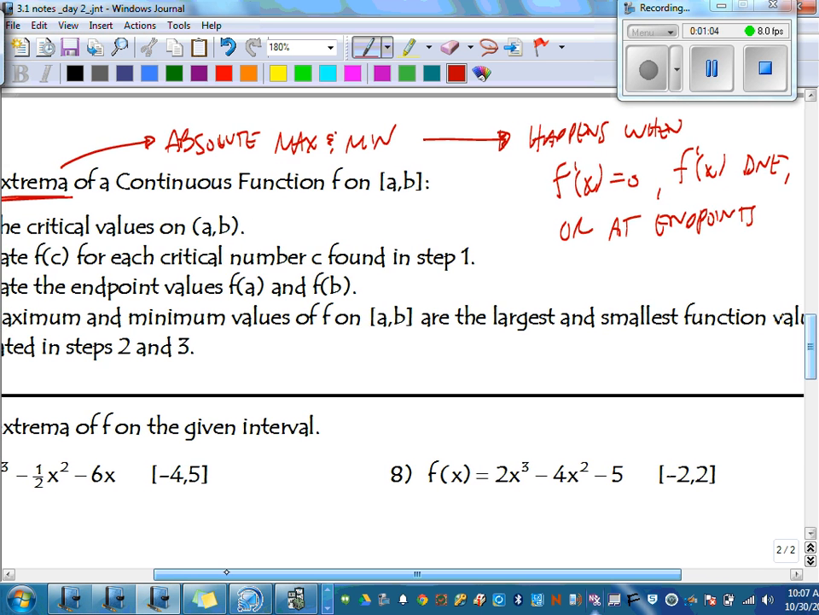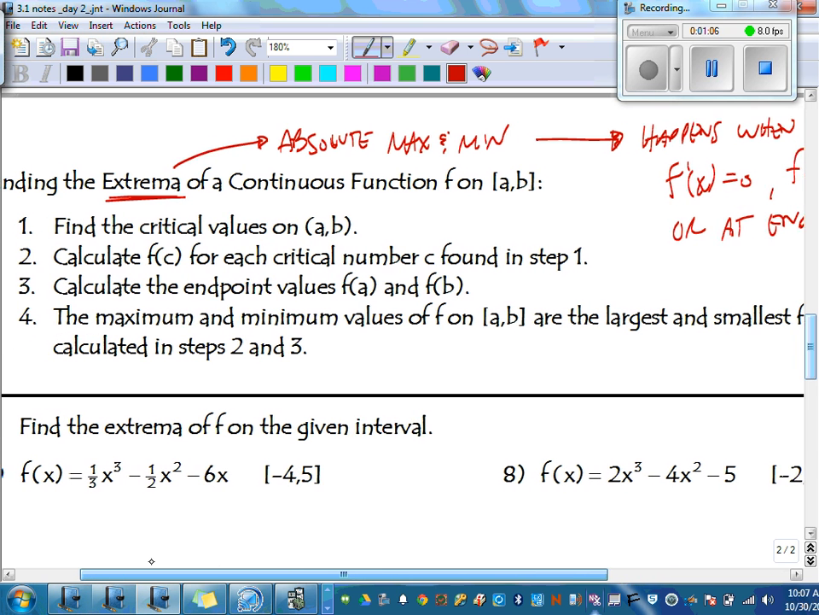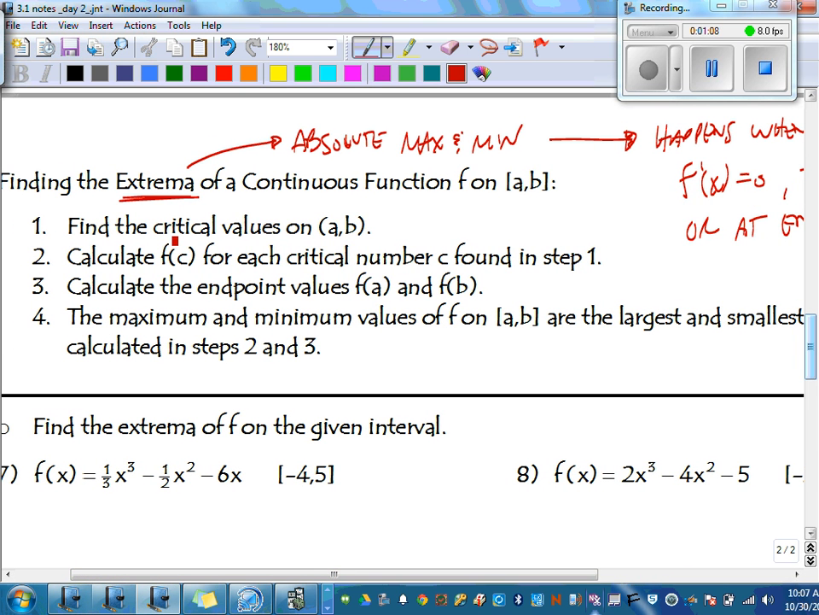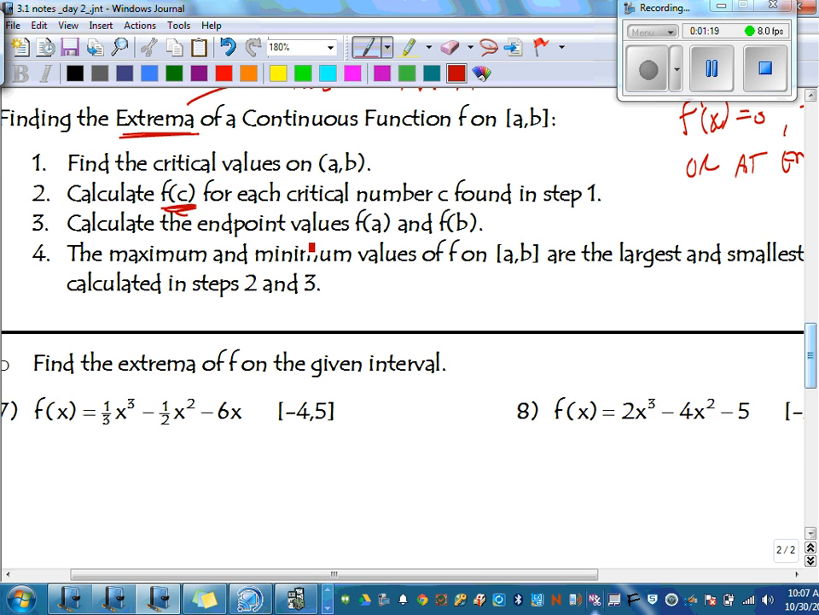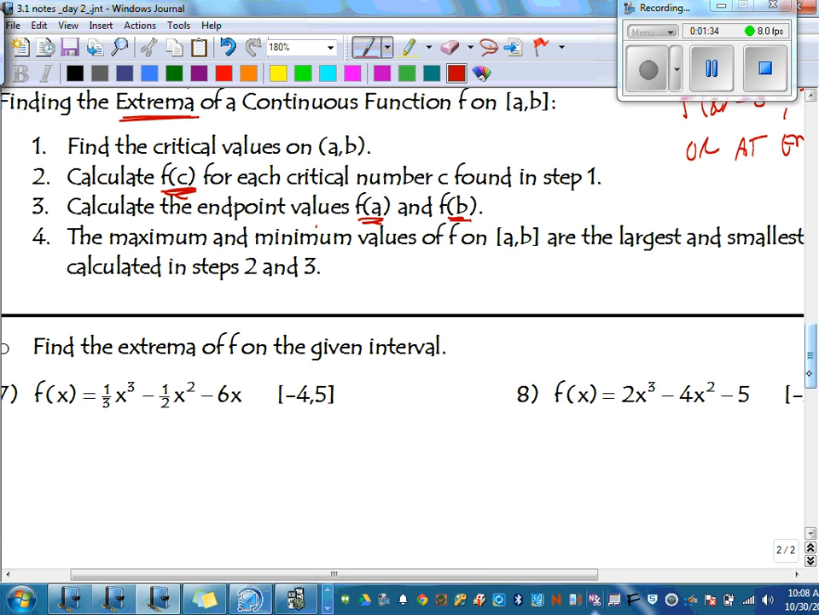So what we're going to do is we want to find the critical values. That's what we've been working on. After that, we're going to take those critical values and put them back into the original function. Then we're going to take those endpoint values and put those into the function. We'll figure out what's our biggest y value, what's our smallest y value. So we have a list of points, a list of y values. Whatever the biggest one is, that's our absolute max. Whatever the smallest one is, that's our absolute min.